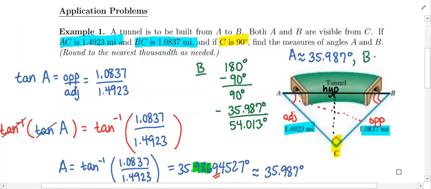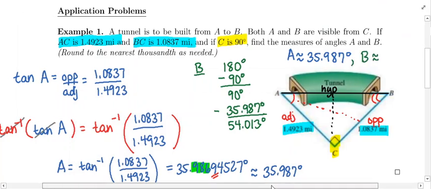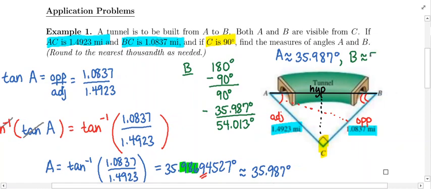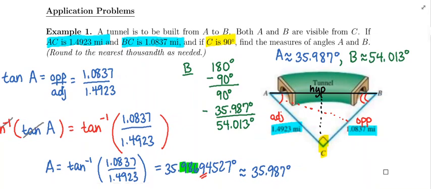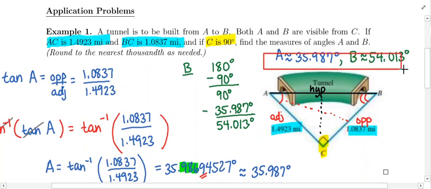I will put that right here. And again, this is an approximation because we had to round. So B is approximately 54.013 degrees. And we are done. We have found the measures of both angles A and B.